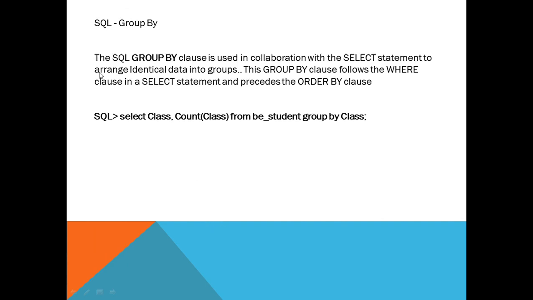Now the GROUP BY clause. The SQL GROUP BY clause is used in collaboration with the SELECT statement to arrange identical data into groups. This GROUP BY clause follows the WHERE clause in a SELECT statement and precedes the ORDER BY clause. Suppose I write select class, count(class) from B student group by class. The result will be BCA with 2 values, B with 2 values, and BBA with 1 value.